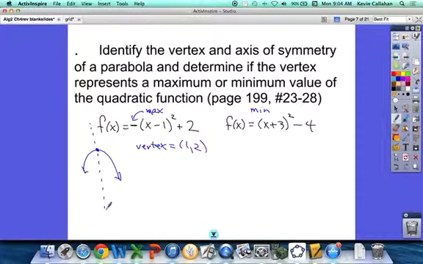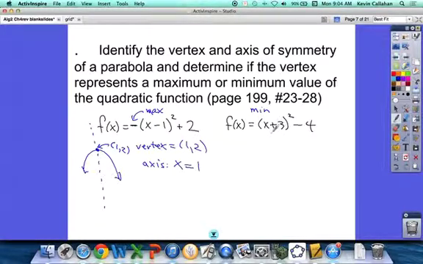Okay, now what do we mean by axis of symmetry? It's a line of symmetry. It goes right through the vertex. So if it's going through the point 1, 2, what is the equation of that line? Right? If this point is 1, 2, then the equation of a vertical line is always x equals a number. So what number must it equal? 1, right? It's going through the point that has x equals 1. So the axis is x equals 1.